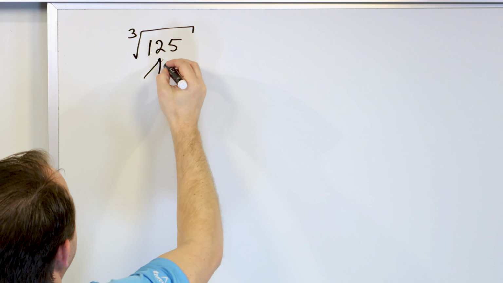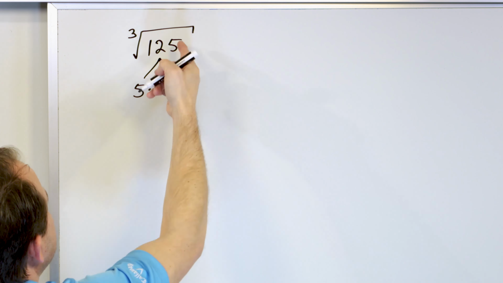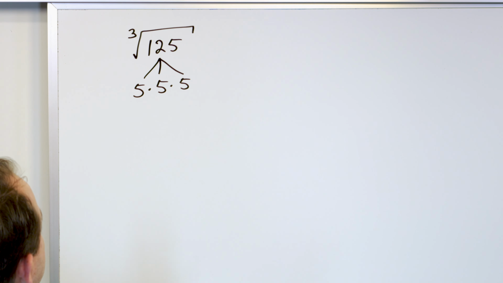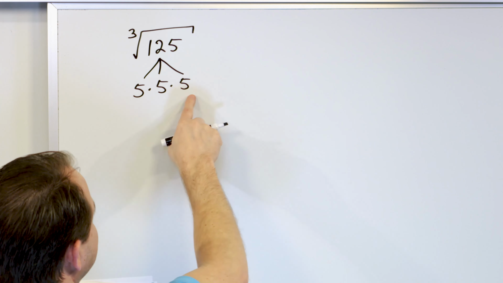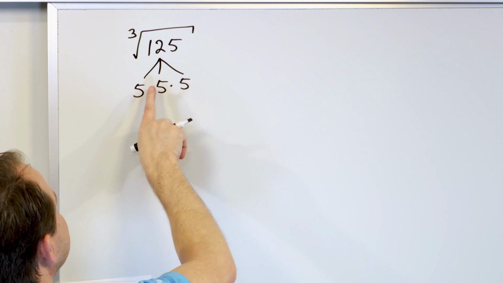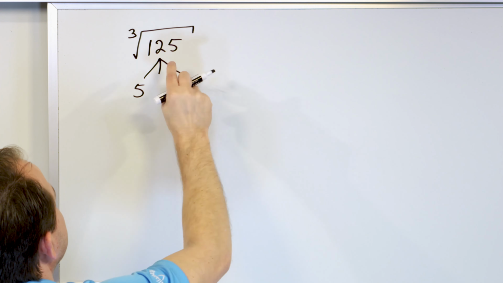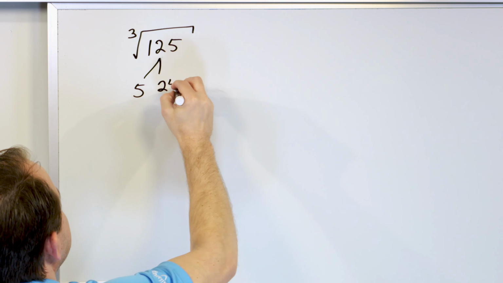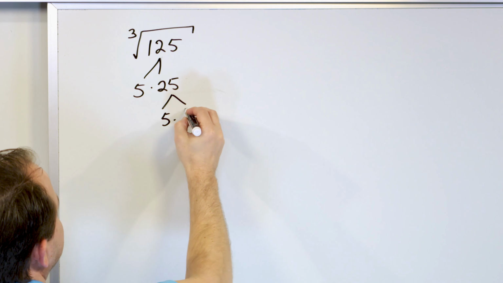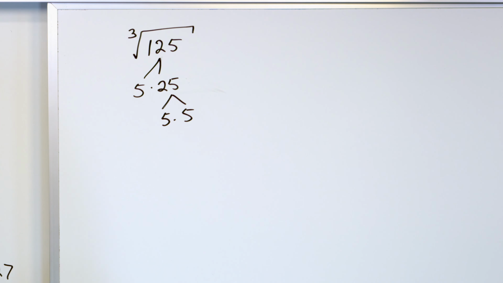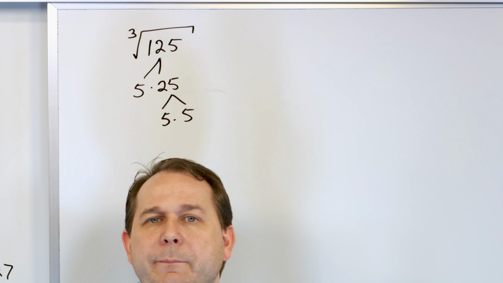And so with the help of your calculator, you could probably figure out that 5 times 5 times 5 is 125. Why? Because 5 times 5 is 25, times 5 again is 125. Another way to write it, if you didn't know that, is 5 times 25 is equal to 125. And then we can break this tree down more to 5 times 5. Now here's the difference. With square roots, because it was a square root, the number 2, we were looking for pairs.